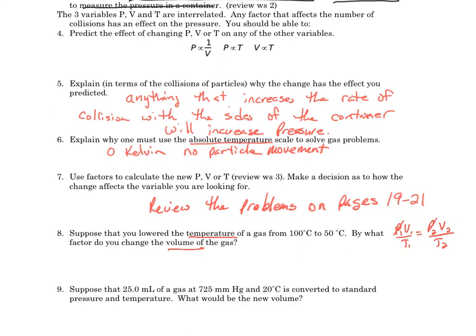Now I'm just going to do my variables. So V1 is, I can make up any volume I want, because it's not telling me a volume. I'm just looking at by what factor do you change the volume. So to make it nice and neat, I'm going to do 100 mL. My T1, it's starting at 100 degrees Celsius. When I convert that to Kelvin, it's going to be 373.15. My volume 2 is what I'm going to solve for.